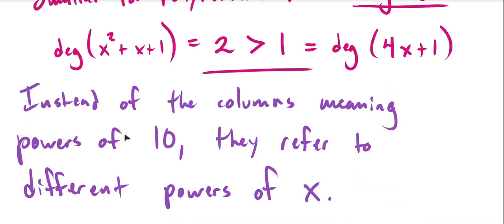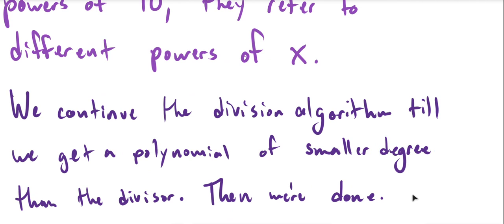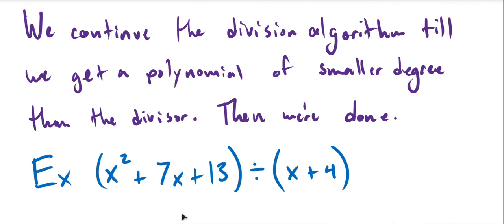And instead of the columns meaning powers of 10, like they did for numbers, tens, hundreds, thousands, and so on, they actually just refer to the different powers of x. And then we can just continue the division algorithm, doing this subtraction of polynomials times polynomials, until we get a polynomial of smaller degree than the divisor. Once that happens, we're done. Let's flesh this out with an example.